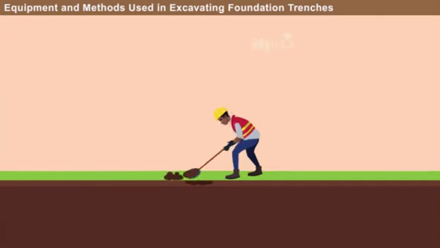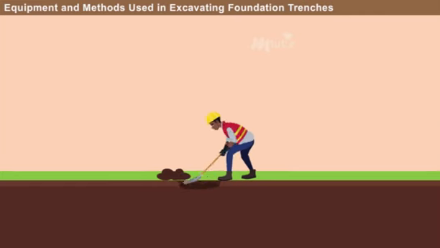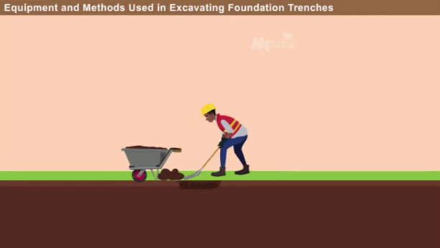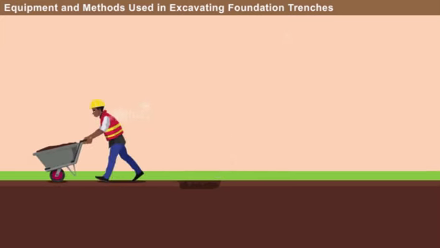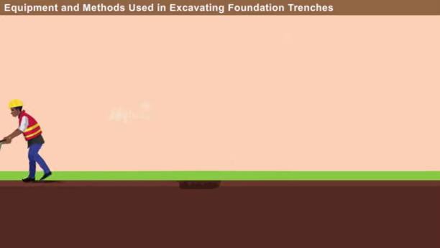Shovels are used to remove the dug up soil. Spades are used to level the bottom of the excavation, which is also used to load the earth in the wheelbarrows. Wheelbarrows are used to transmit the excavated soil away from the excavation area.